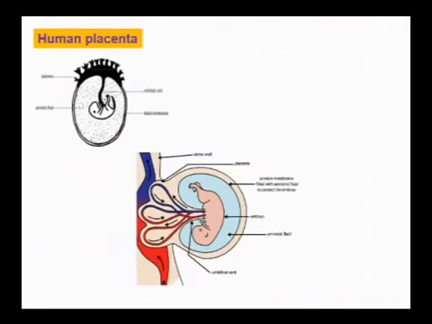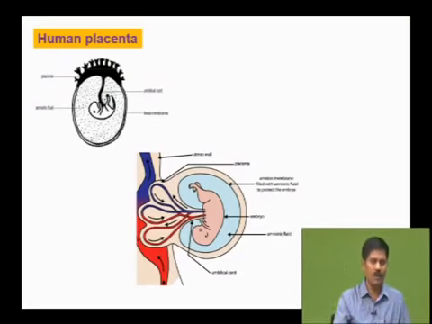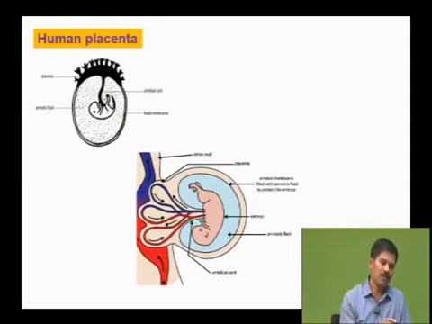Human placenta. A very important stage in the development of the human embryo is the formation of placenta. Placenta formation is a vital stage in embryonic development in human beings. Why placenta? You know that morula develops into blastula, blastula develops into gastrula and undergoes further development. The developing embryo demands more nutrition from the mother's side. For that purpose, the mother establishes a contact or embryonic connection with the fetus.